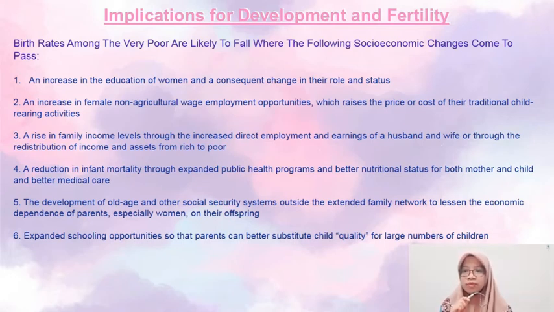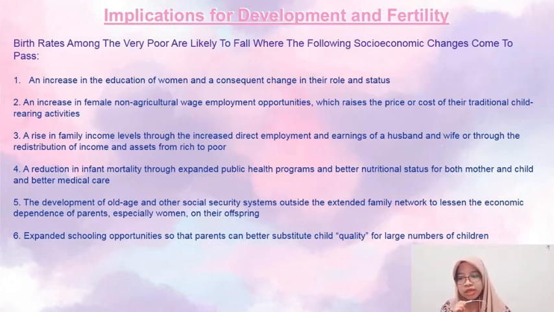Birth rates among the very poor are likely to fall where the following socio-economic changes come to pass. The first one is an increase in education of women and a consequent change in their role and status. Second, an increase in female non-agricultural wage employment opportunities. Third, a rise in family income level through the increased direct employment and earnings of a husband and a wife. The fourth one is a reduction in infant mortality through expanding public health programs and better nutritional status for both mother and child and better medical care.